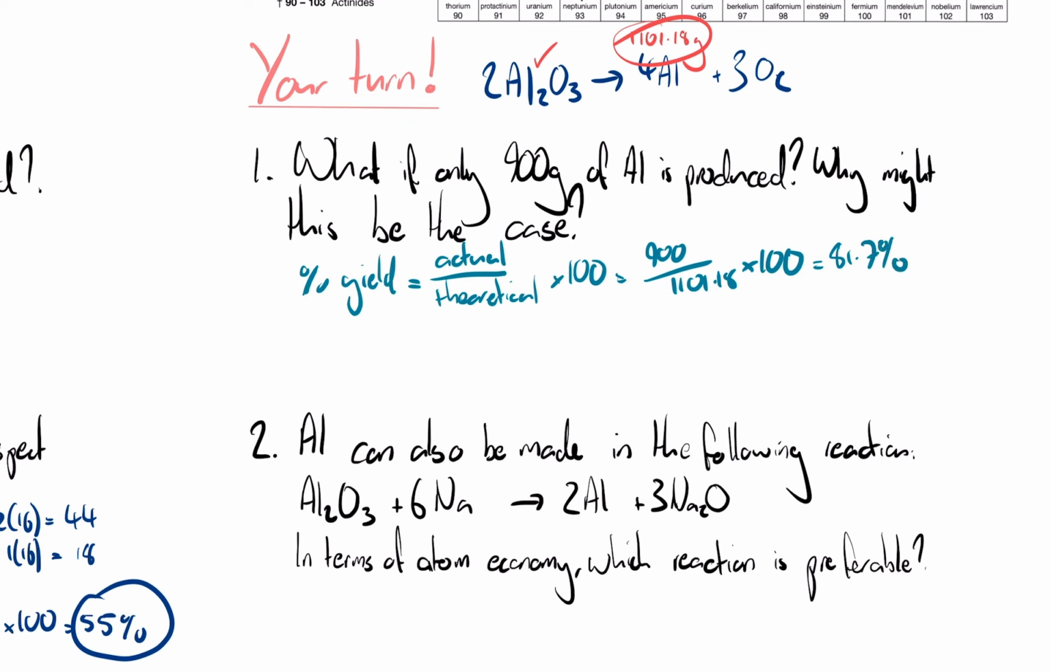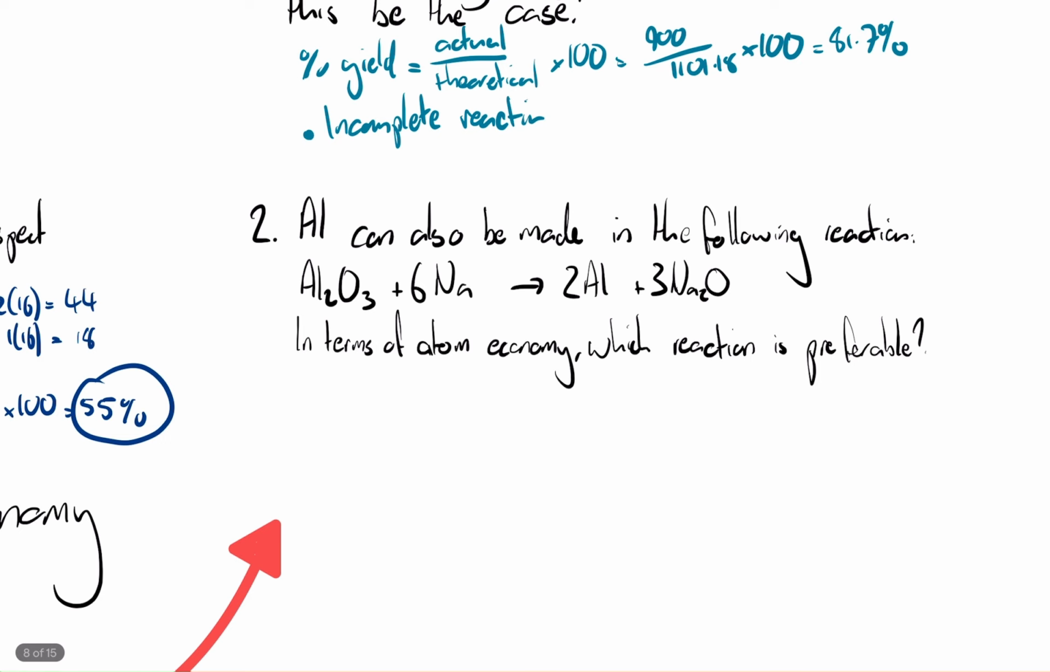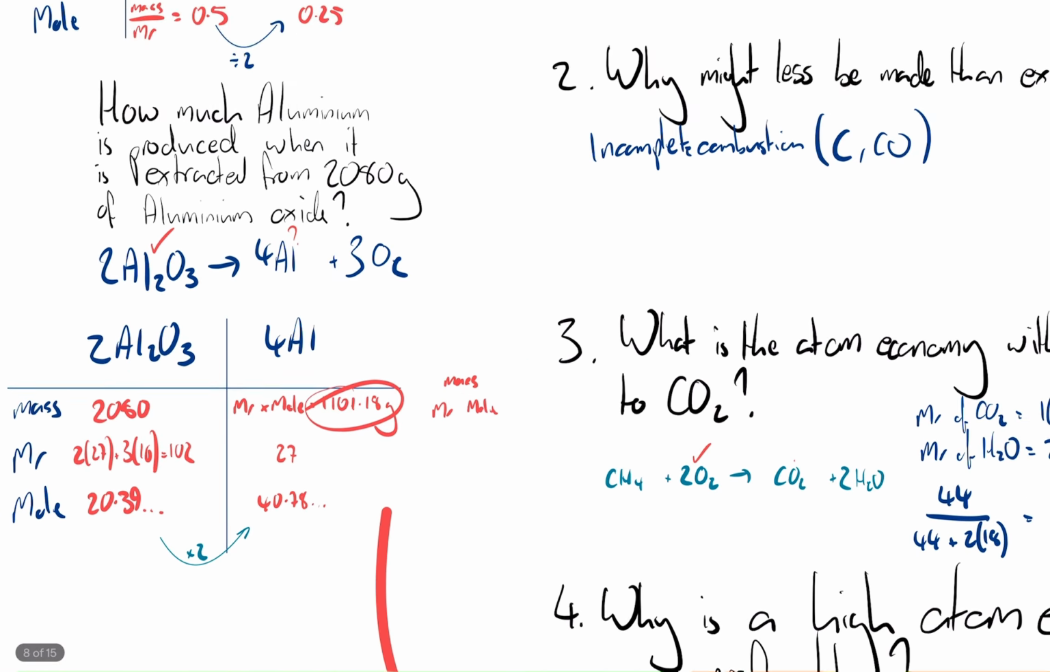And in terms of why that might be the case, most likely here an incomplete reaction. So it might be that some of the aluminium oxide has been left unreacted. Last one, aluminium can also be made in the following reaction. So we've got two reactions that we're playing with here.